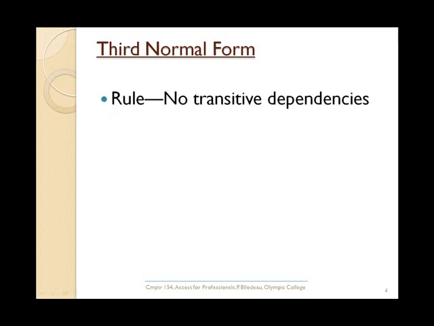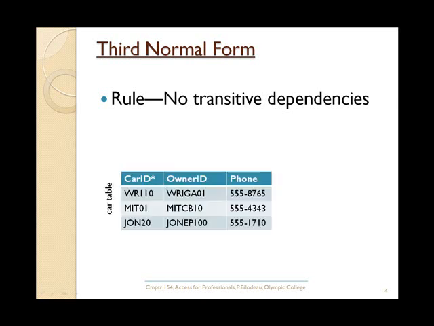Just what is a transitive dependency? This is where one non-key field in the table relates more directly to another non-key field in the table than it does to the primary key. Recall that tables need to be based on a single subject, where every field in the table describes a single attribute about the subject. The primary key is the unique identifier that is guaranteed to be different for each record.